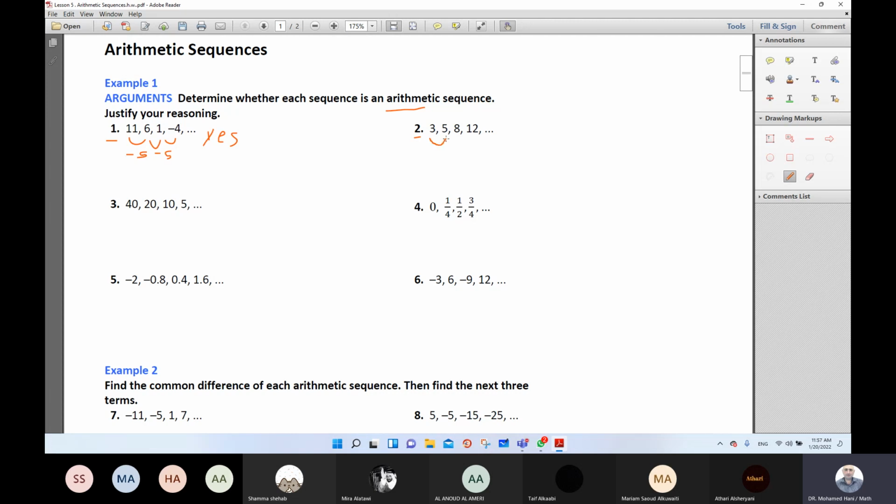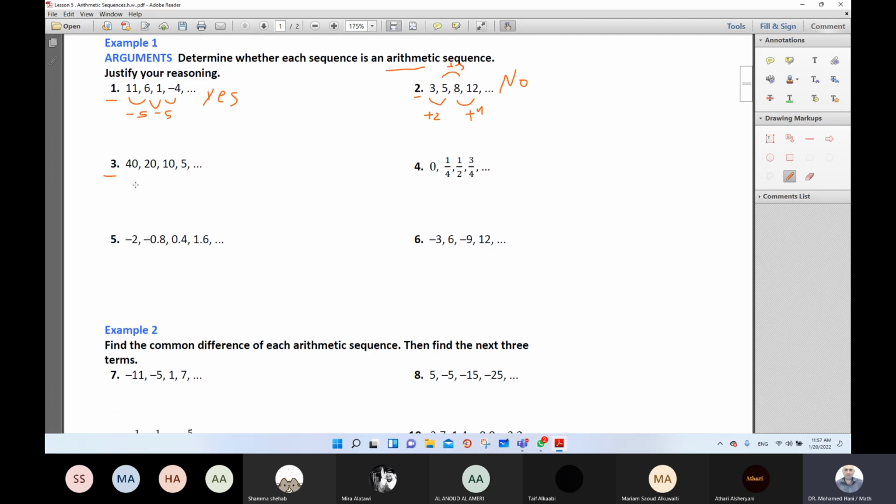So from 3 to 5, 3 plus 2 equals 5. 5 plus 3 equals 8. 8 plus 4 equals 12. So here we have 2, here we have 3, here we have 4. It means we have different common differences, different slope. So it means no, this is not an arithmetic sequence. Who can tell me here in this exercise, is this sequence arithmetic or not?